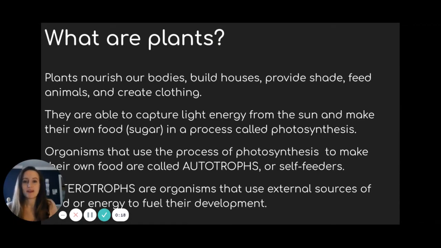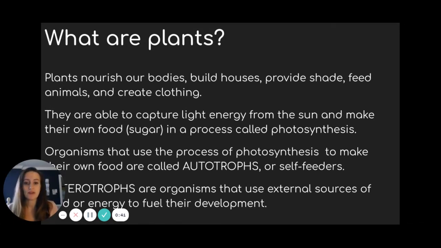So we're going to start off by saying, what are plants? So plants nourish our bodies. They build houses, provide shade, feed animals, and create clothing. So a lot of times when we think about plants, we think about the things that make everything look better. We may think about eating them. But the big thing is plants can create shelter for us and food, and that's two essentials to life.